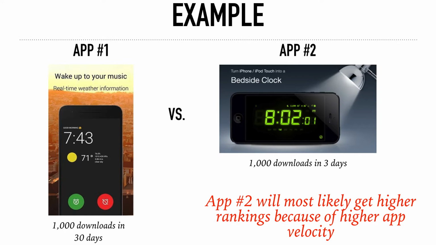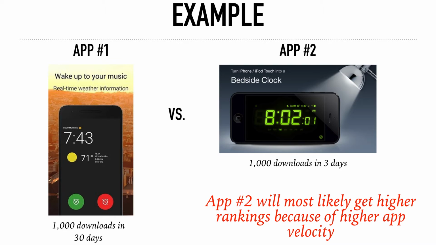App number 1 had 1,000 downloads in a span of 30 days. Not bad. App number 2, however, also had 1,000 downloads, but in a span of just 3 days. Between the two apps, app number 2 will be ranked higher in the app stores because it had a higher install velocity. It had more app installs on a per day basis than app number 1.